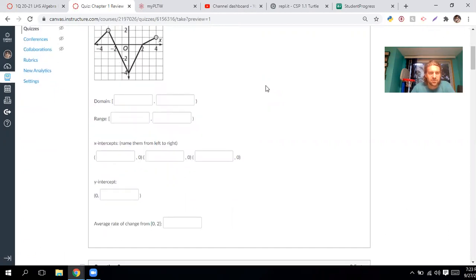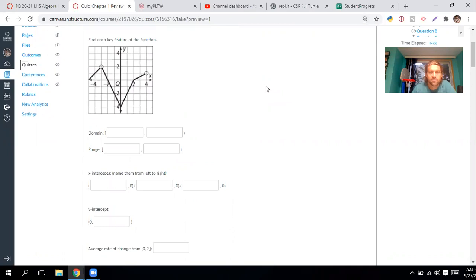I'm going to zoom this out just a little bit so I can get the graph and all the questions on here, and then I'm going to try to annotate as best as I can. Okay, so the domain is how far left, how far right does it go? The graph starts here at -5 on the left side and goes all the way to the right to 4. So this graph goes from -5 to 4.